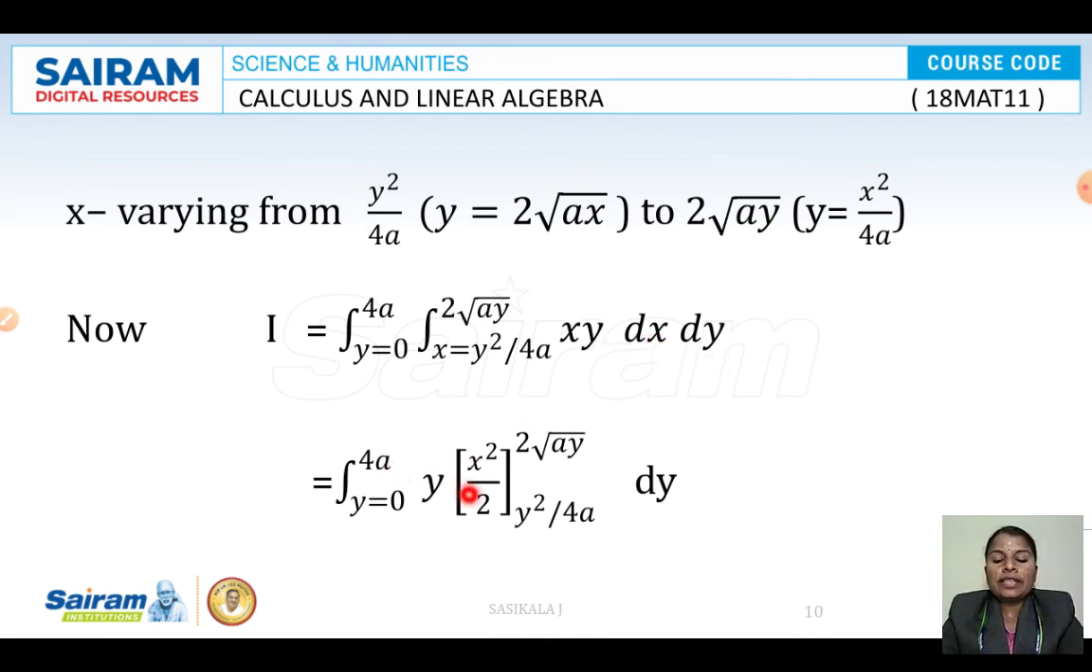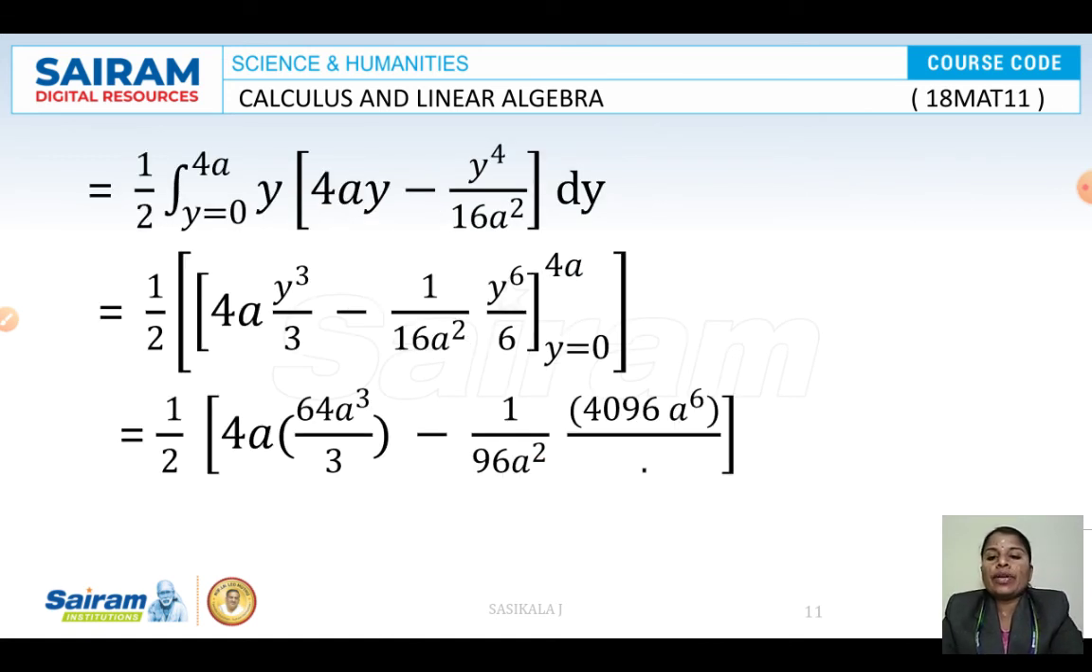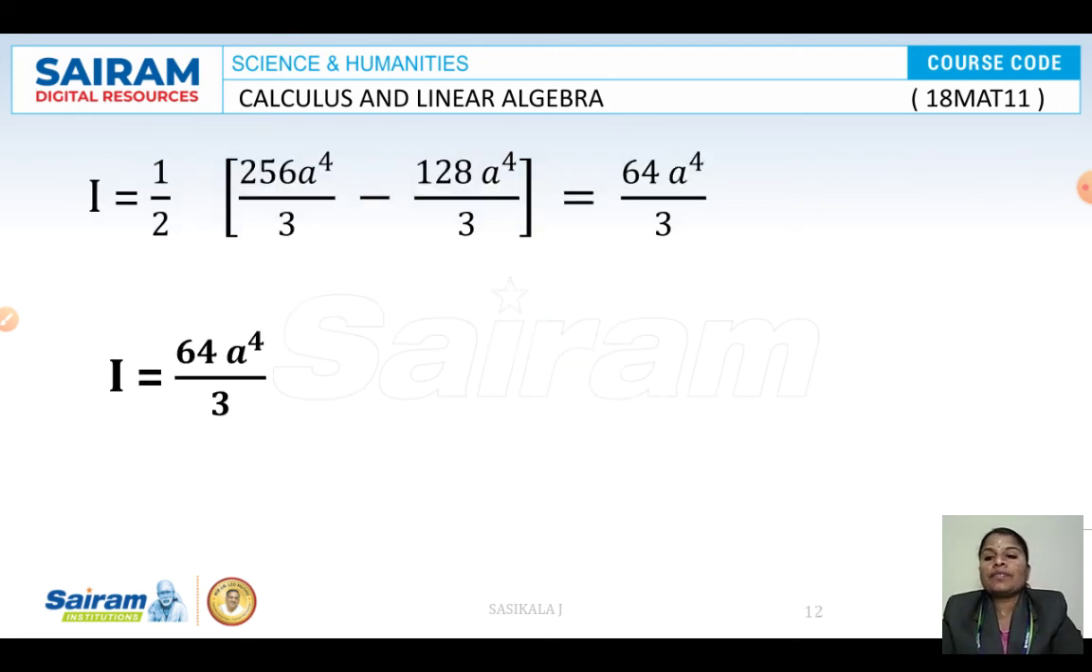Now you can just integrate: x squared by 2 and y as it is. Substitute your upper limit and lower limit. Then before going to the next integration, do the simplification. Take the terms inside and do the integration now. 4a y cube by 3 minus 1 by 16a squared, y power 6 by 6, from 0 to 4a. So 4a of 64a cube by 3 minus 1 by 96, 6 into 16 is 96, a squared into 4a power 6, that is 4096 into a power 6. We can simplify, and I will be getting I is equal to 64a power 4 by 3.